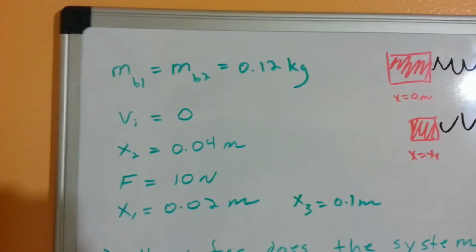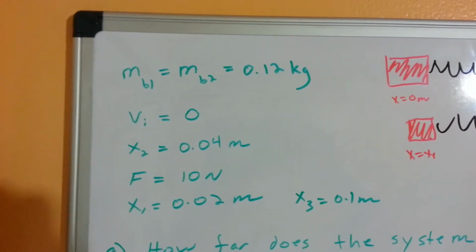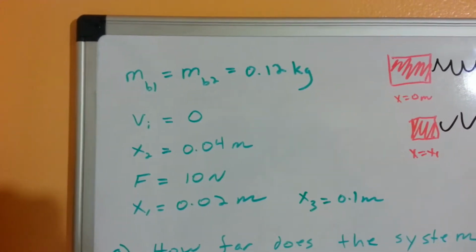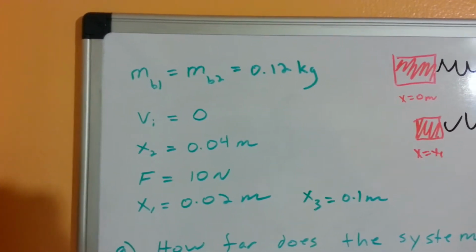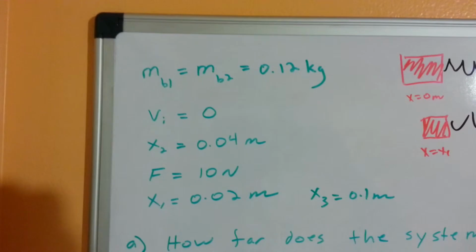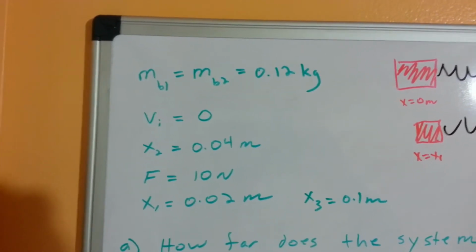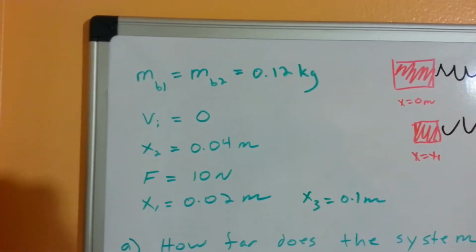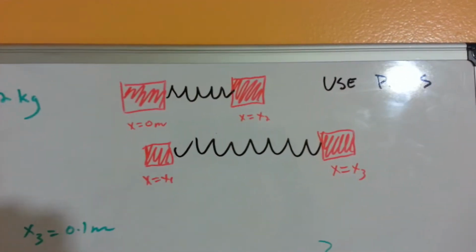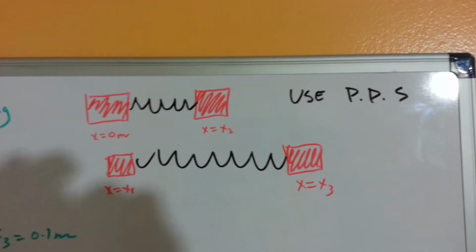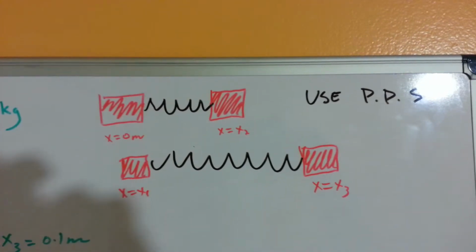And we are asked to find how far the system moves, how much work is done, what is the final translational kinetic energy, what is the total mass of the system, and finally, what is the final velocity of the center of mass. And here's a diagram of our situation. And it wants us to find all of these using the point particle system.